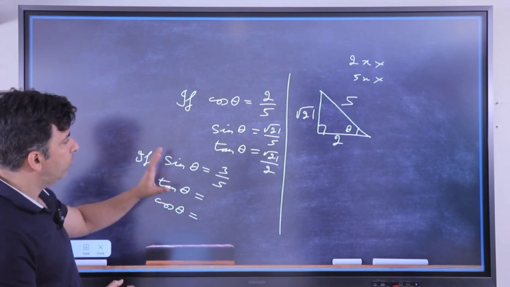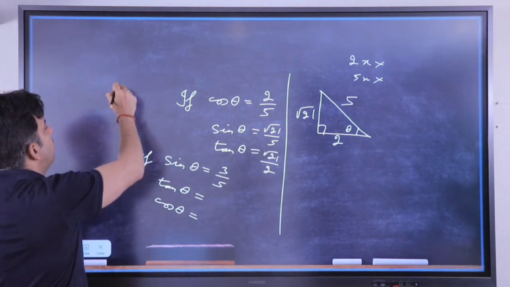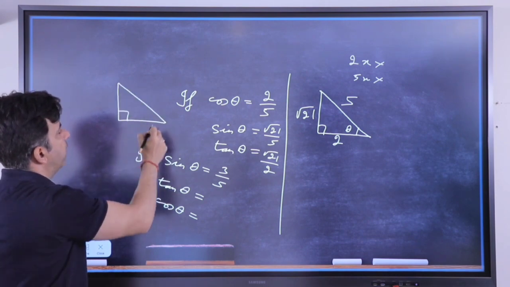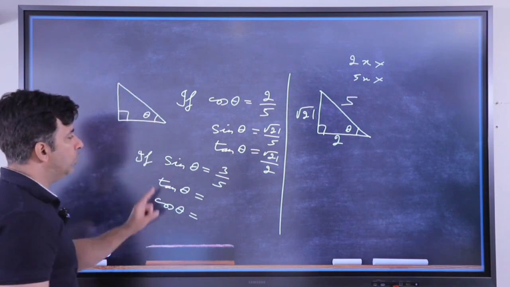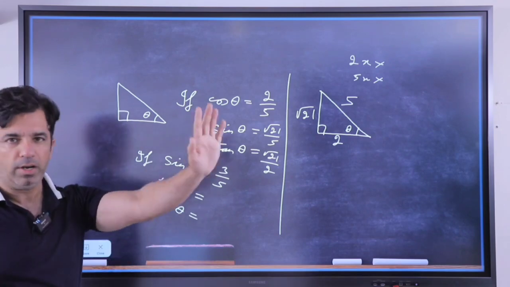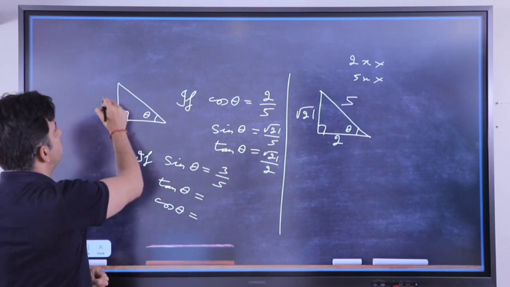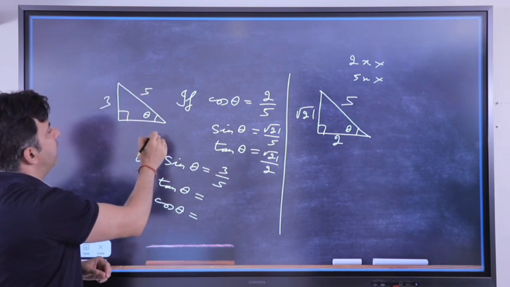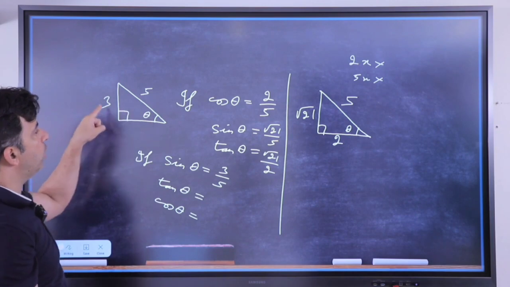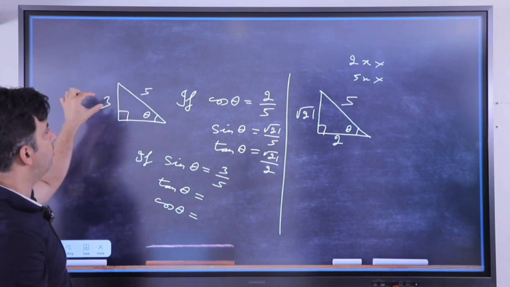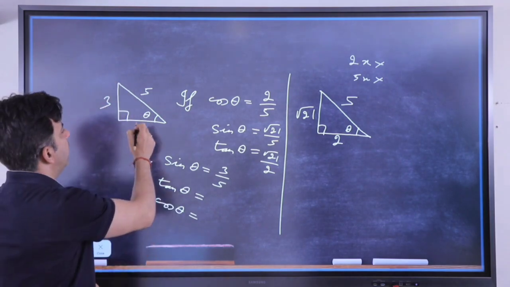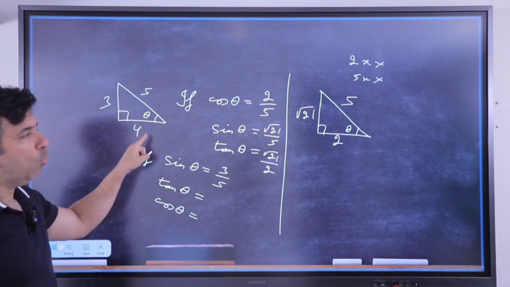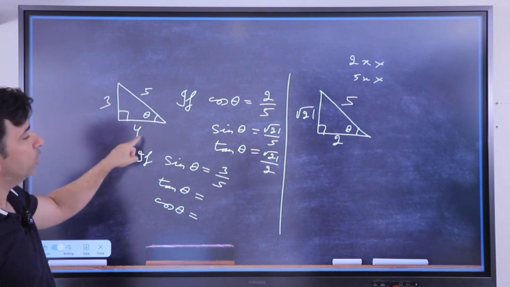We'll use the same logic. We'll create a triangle, and in this triangle this angle is theta, and we know that sin theta means perpendicular upon hypotenuse. So this is 3, this is 5. We can easily find this side: hypotenuse square minus perpendicular square, which is 25 minus 9. So 25 minus 9 gives me 16, square root of 16 is 4. So this side would be 4. So this is 3, this is 5, this is 4.